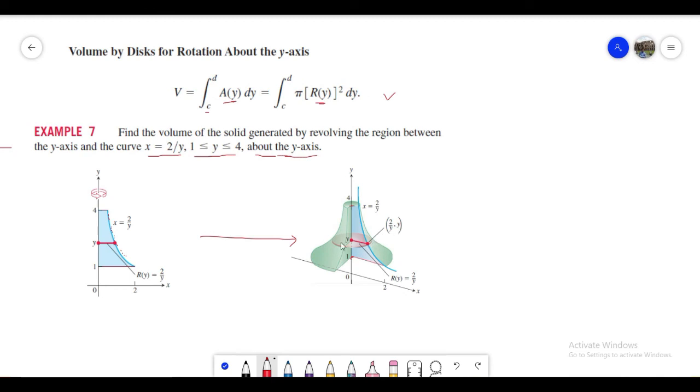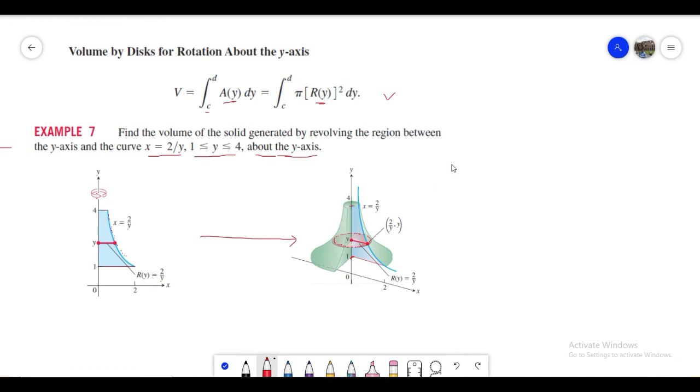Within this solid you have to put a solid disk, because we are working by the disk method. This disk can go up with the smaller values of y, and it can go down with the larger values of y. But of course it cannot go beyond the limits of 1 and 4. So the first step was to sketch the graph, and we have sketched the graph.